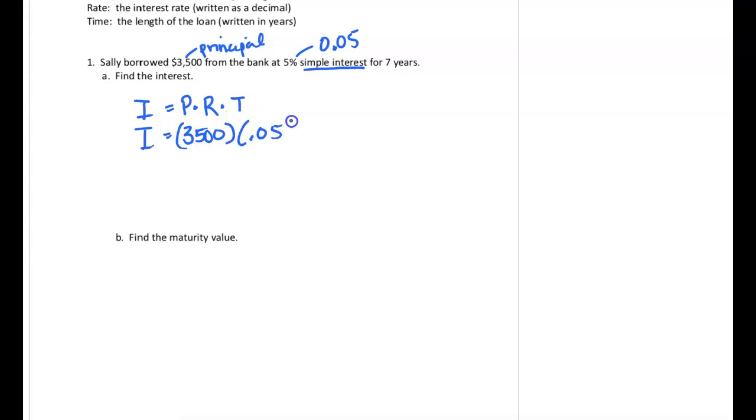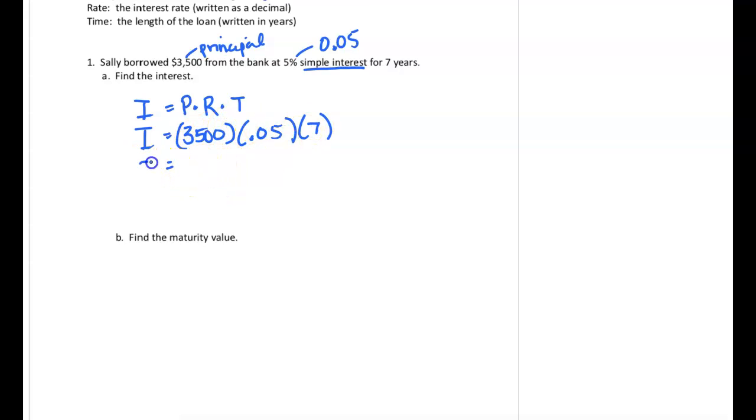That's the principal. 5% simple interest. You will see this word simple interest whenever we're working with the formula for simple interest. 5% is going to be changed to 0.05, the decimal equivalent, and time was given in years. I tend to start out with my formula using variables, and then I'll fill in what I know. The principal was $3,500, the rate as a decimal, and also the time. All of these values are on the same side of the equal sign, so we can multiply them all together.